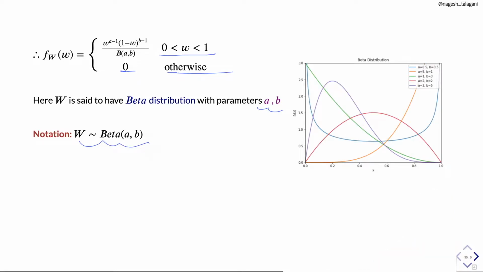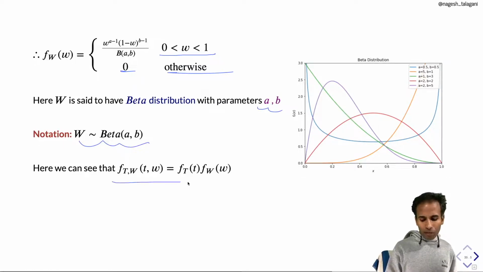Here you can see the graphs of PDFs of the beta distribution for various parameter values of a and b. And also we can see that the joint PDF of T, W is actually the product of the PDF of T times the PDF of W.